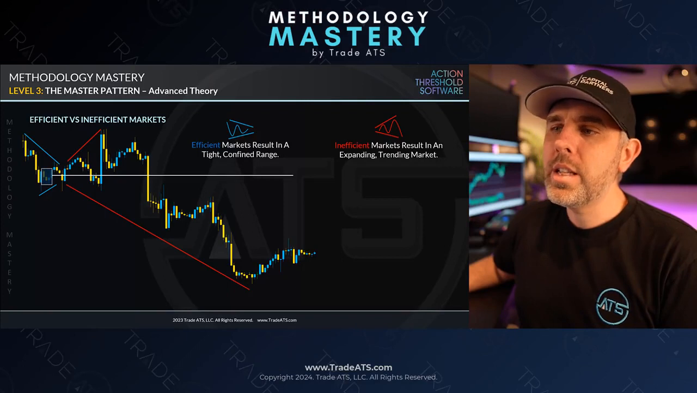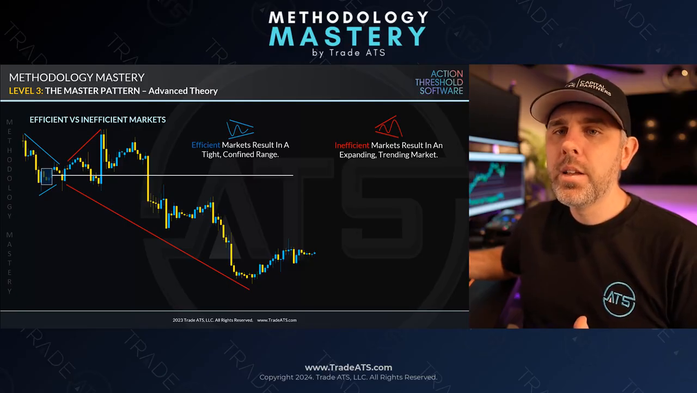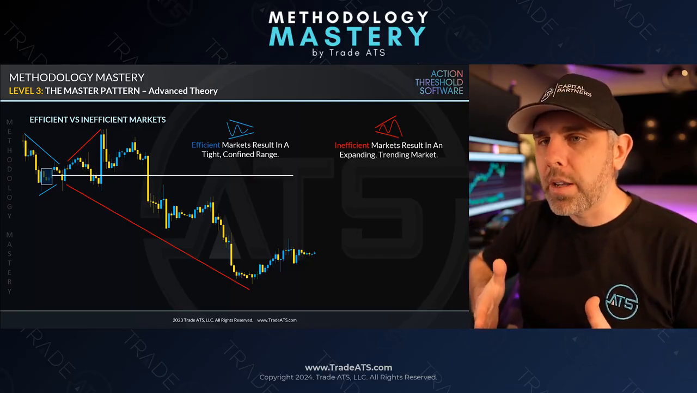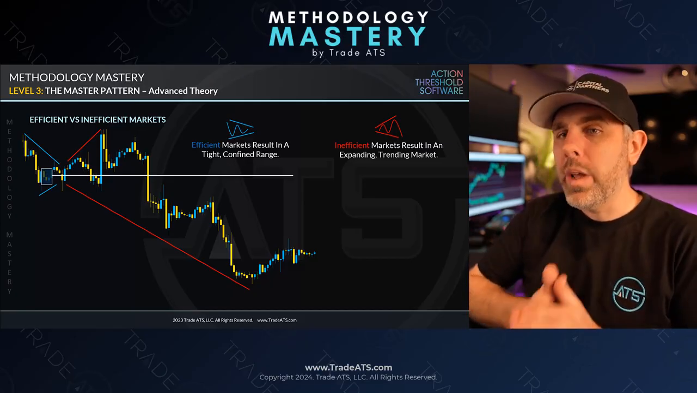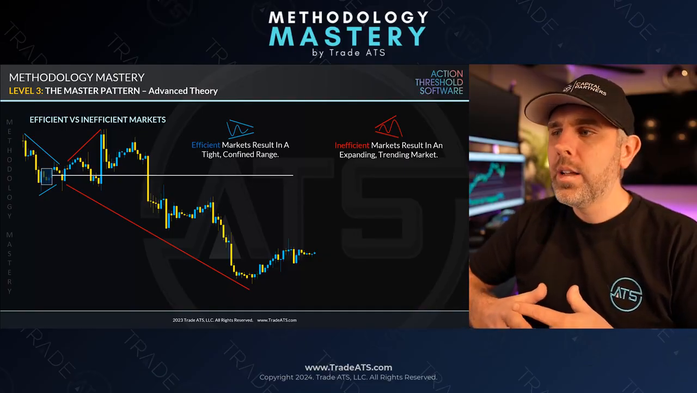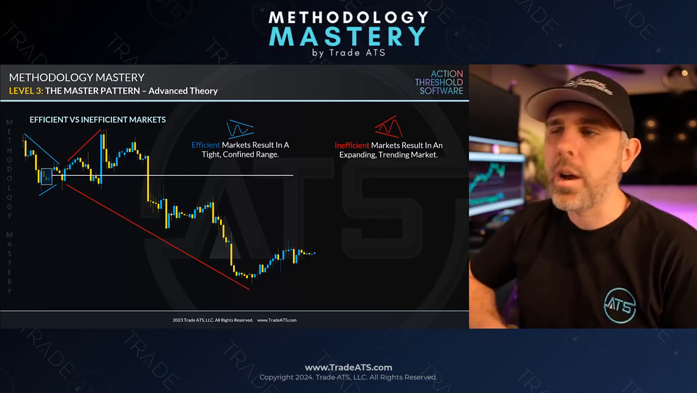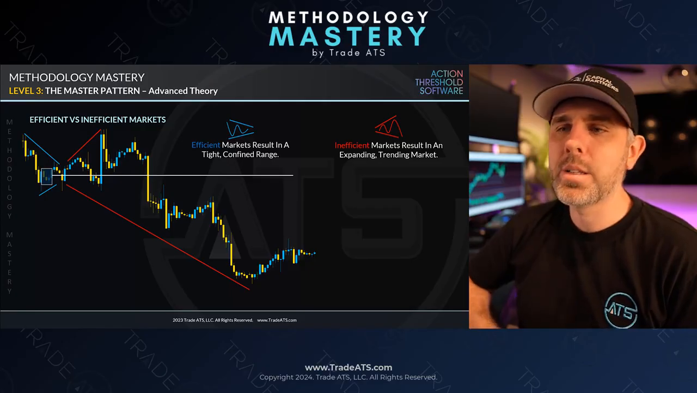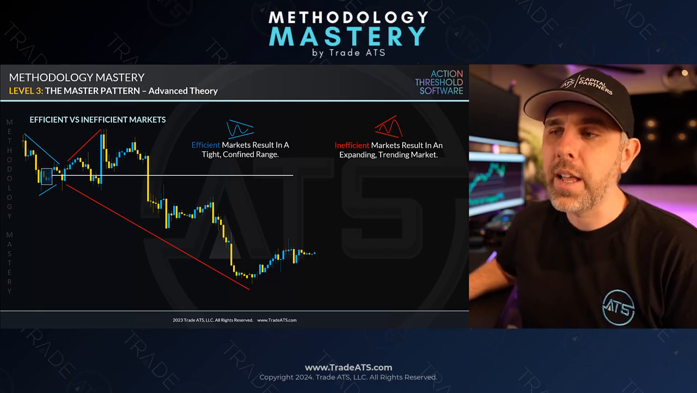we want inefficient markets. Your entire job as a trader is to exploit and spot inefficiencies and take advantage of those. So you can see by understanding the master pattern and the advanced theory behind it, you know when you're going into an efficient market, because the more efficient the market is, the less edge you can have, the less money to be made. When you go into the expansion, you know that you're going into an inefficient market, and now you can start to exploit this bigger range that is now opening up, and that is where you actually get some sustained moves away from value, ideally, and hopefully find that distribution phase.